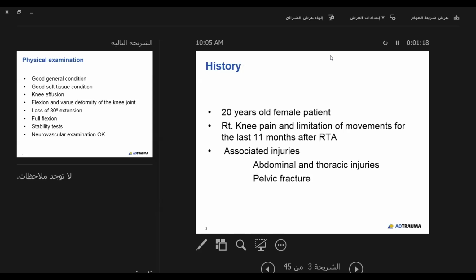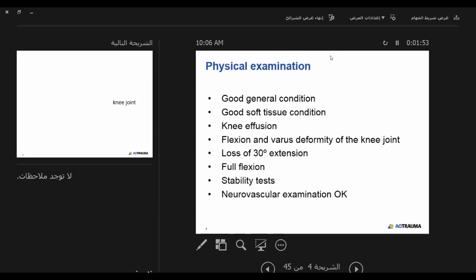She is a 20-year-old female patient. She was involved in an RTA 11 months before presentation to my clinic, and at that time she had associated pelvic fractures and abdominal and thoracic injuries. Because of these major injuries, her knee complaint was missed. In spite of telling them she had knee pain, the X-ray, as she was told by her primary physician, was free.